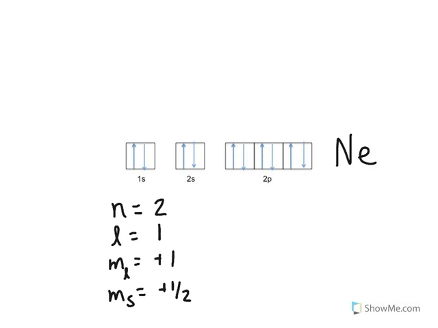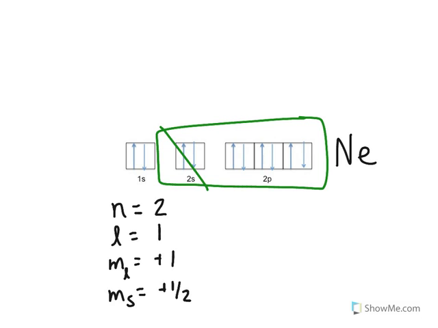Alright, I'm going to walk you through it. N is equal to 2, so that's our energy level. So that means we're looking at these two possibilities here. L is equal to 1. Well, that throws the S out because that would be a 0. M sub L, positive 1. This is 0, negative 1, positive 1. So now we're in that box. And positive 1/2. So here is the electron that we were trying to solve this problem for.